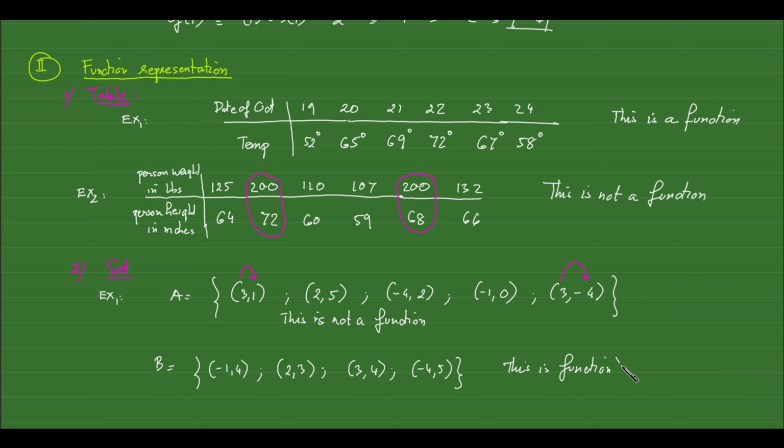Maybe some of you are asking, how about over here we repeated the number 4? That's okay. -1 assigns 4 and 3 assigns 4. That's still okay. If the y repeated, it's still okay. But if the x repeated, that's not good. So this is still a function. And the final method of representing function is we can use a diagram.